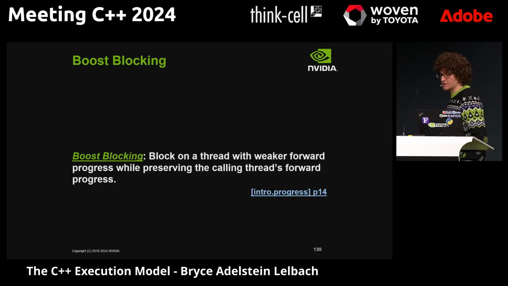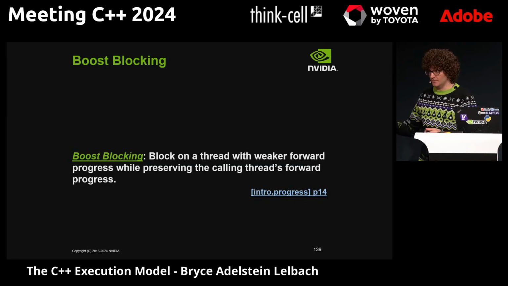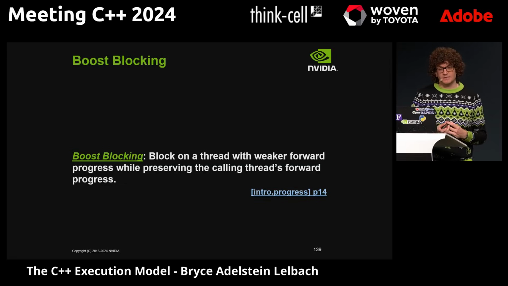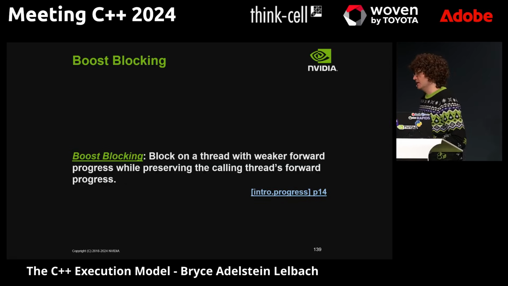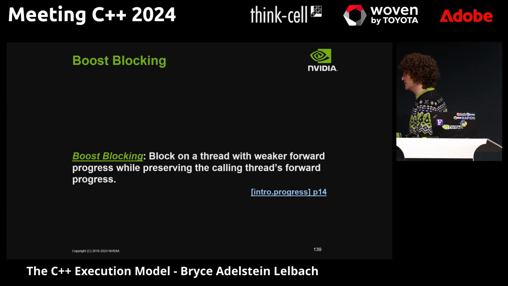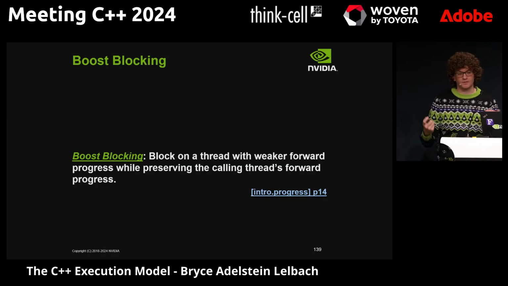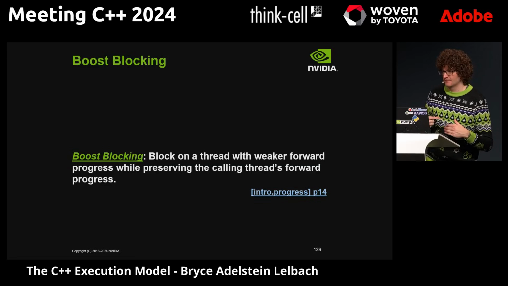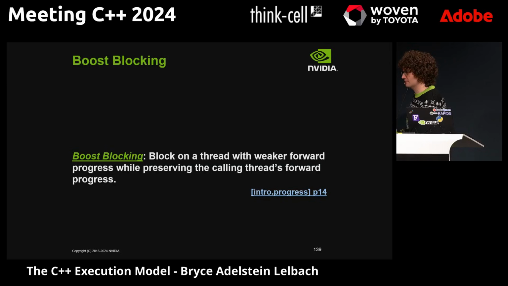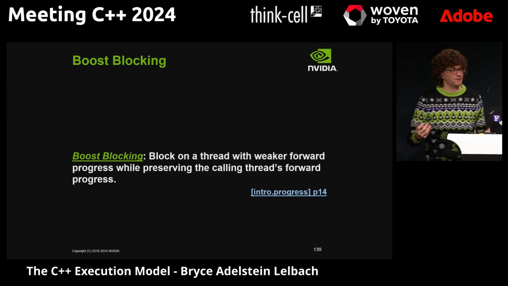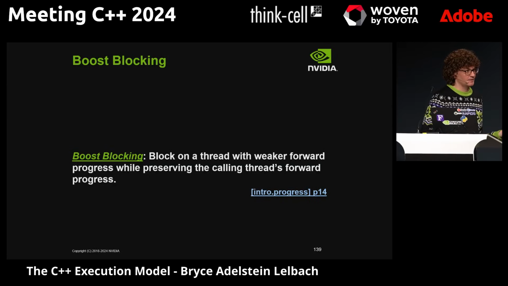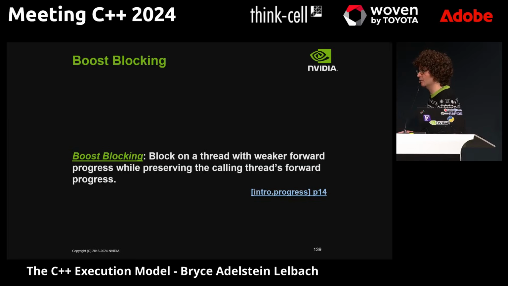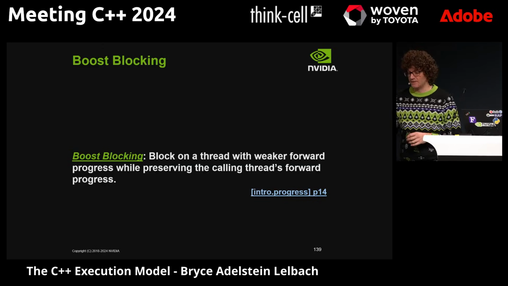So when library functions block, and also your code, you need to ensure that progress is being made. In particular, you need to do this in the face of the potential that you might be blocking on a thread that has weaker forward progress guarantees than your current thread does. So if I have a concurrent forward progress guarantee thread that's blocking on a weakly parallel thread, that could be a problem, because I could end up blocking forever, because I have no guarantee that that weakly parallel thread will actually make progress.